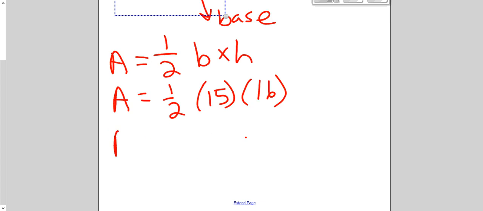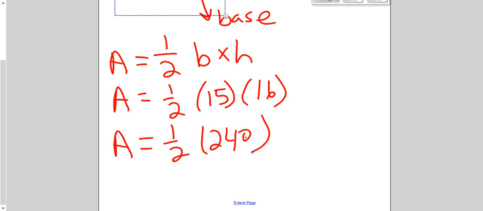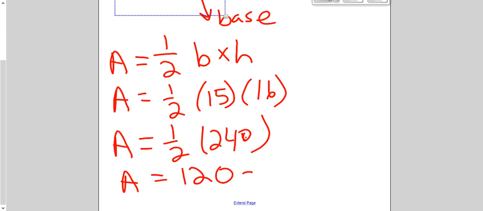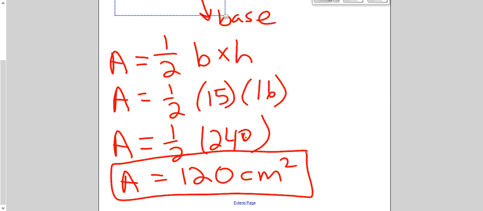So we can plug that into our calculator. Area equals 1/2. 15 times 16 is 240. And so this means area is 120. So if you type that in your calculator, you get 120. And then we need our units. So this is centimeters squared. So this is the area of the triangle.